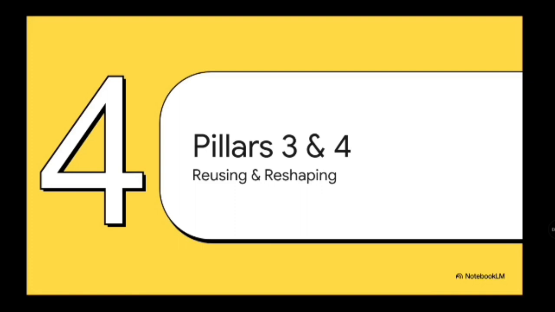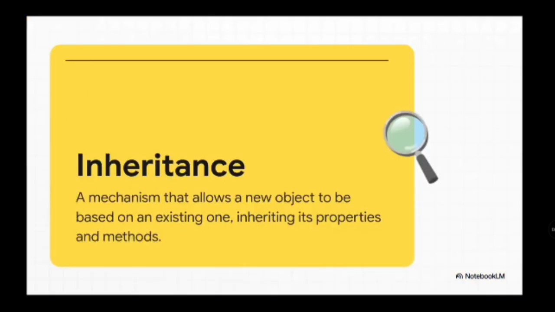All right, so we've bundled our code into these nice, clean objects, and we've hidden away all the messy details. Now we get to the really cool stuff, the pillars that give OOP its superpowers, reusing and reshaping our code. So, pillar number 3, inheritance. This is an incredibly powerful tool for getting rid of redundant code. Instead of writing the same stuff over and over again for objects that are kind of similar, we can create one generic or base object and then have other, more specific objects inherit all its properties and methods.